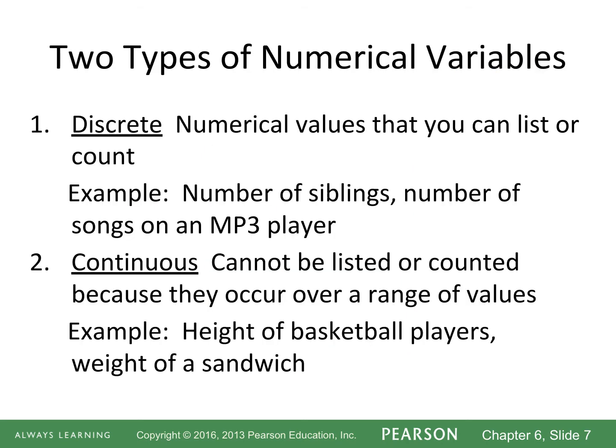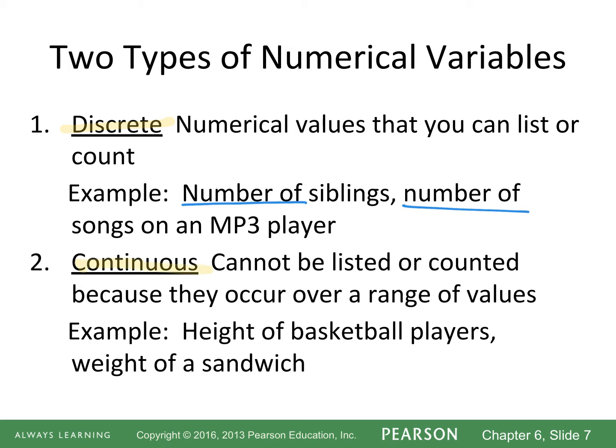So when we talk about probabilities, there are two different types. The first type is discrete. In a discrete probability, it's numerical values that you can list or count. Examples here are the number of siblings, or the number of songs on an MP3 player. Your hint is when it says the number of. Discrete probabilities can be counted, so when it says the number of, that's a big hint.